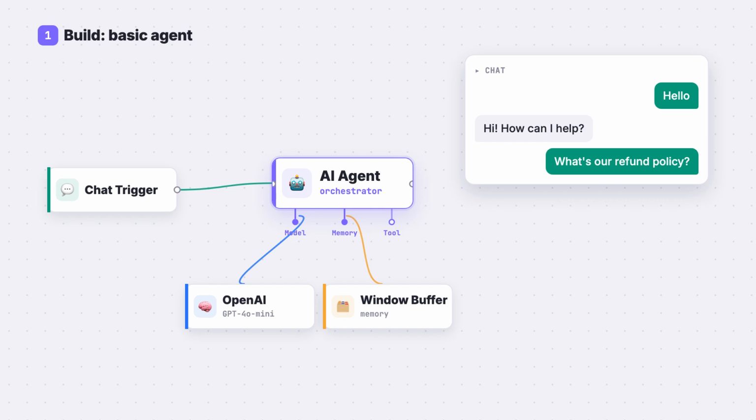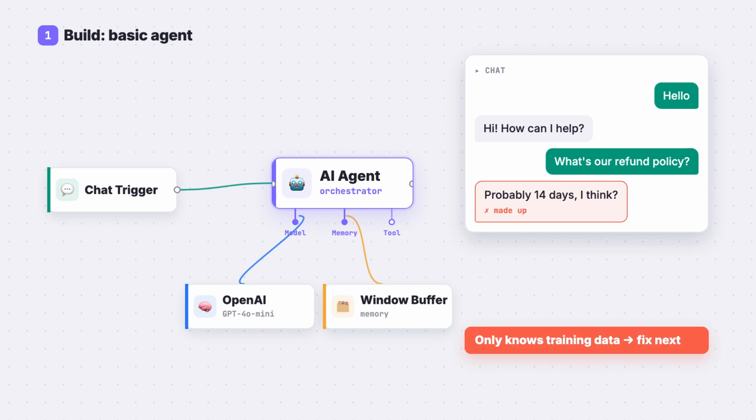But right now it only knows what the model was trained on. Watch, I'll ask about my own company doc, and it makes something up. That is what we fix next. This is where it gets powerful. We give the agent your documents, so it answers from facts, not guesses. This is RAG, Retrieval Augmented Generation.